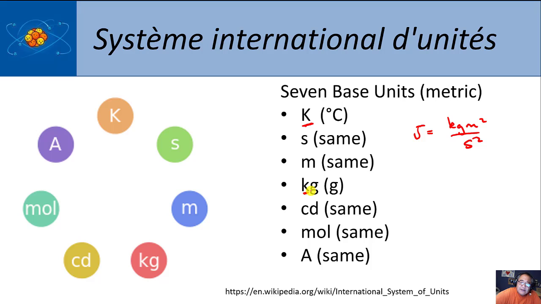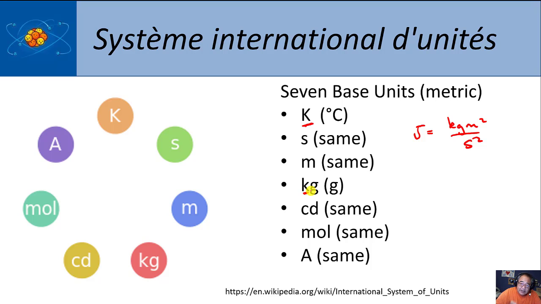It's a measure of brightness. Originally, candles were candles, right? That's how bright we measure. So it's the number of candles something was, a standard candle. Mole is the quantity of substance, and A is electric current. That's in amps. And those units are the same. So you notice the only place that they're different is in temperature and in mass.